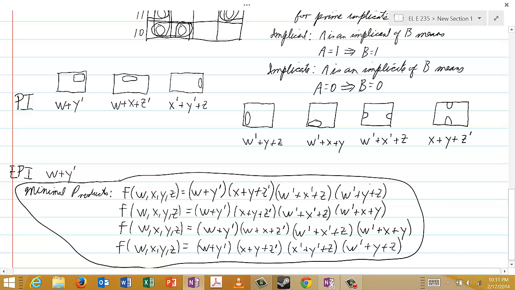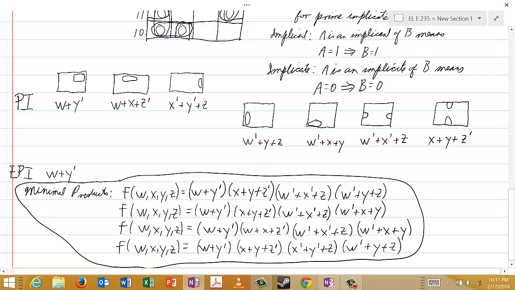Note that each one of them has 11 literals. 1, 2, 3, 4, 5, 6, 7, 8, 9, 10, 11. Another thing to note is that the only term that is common to all of these is W or Y prime. It is essential, and it is in every one of these. But X or Y or Z prime is in the first one, the second one, and the fourth one, but not in the third one.